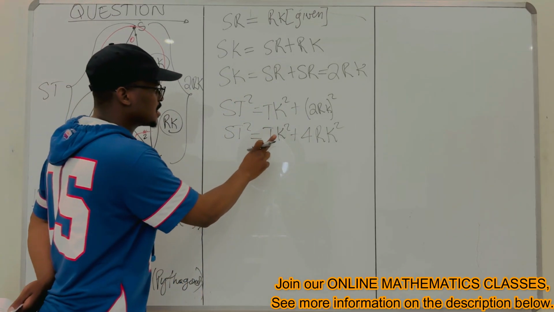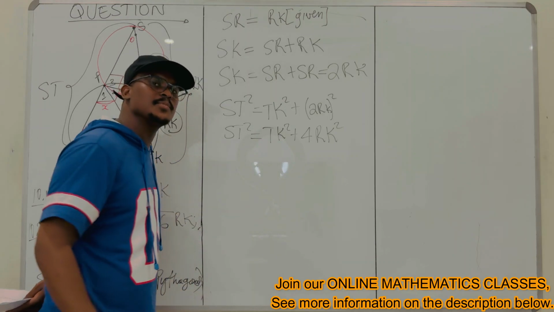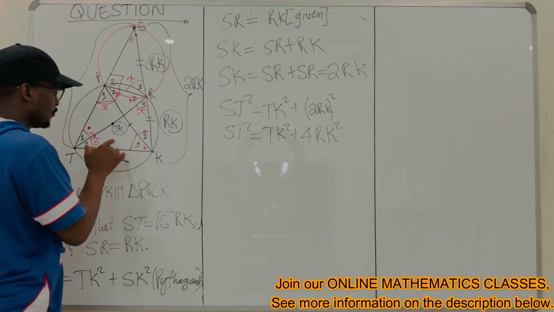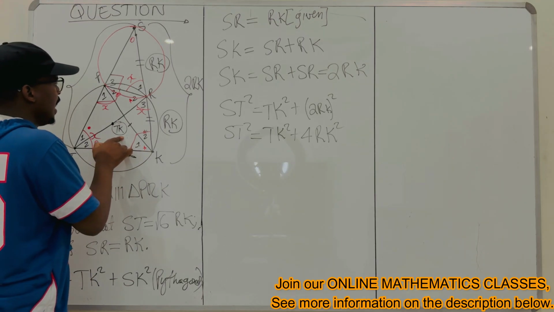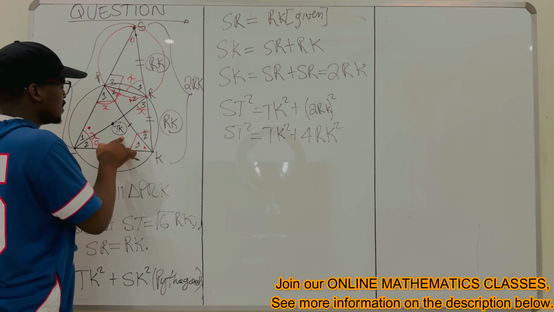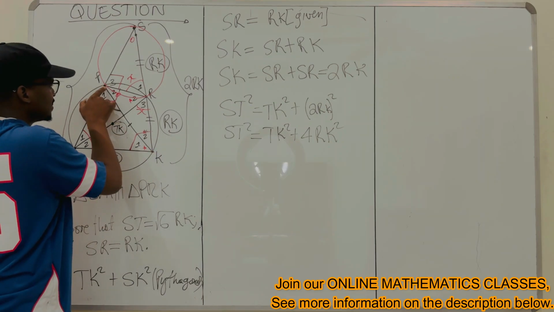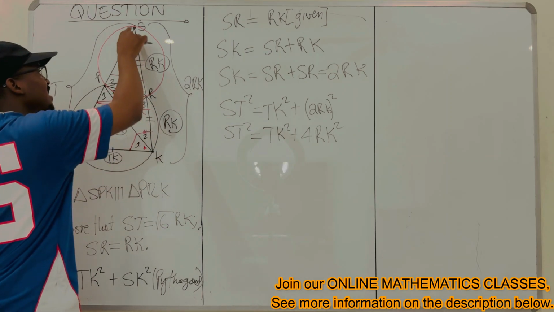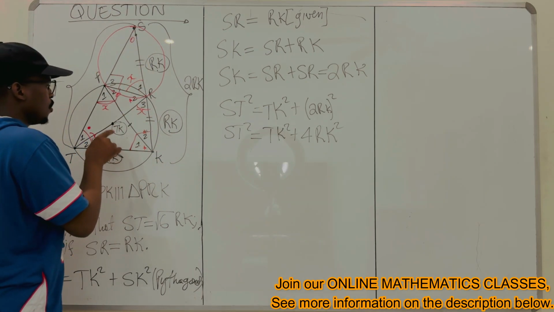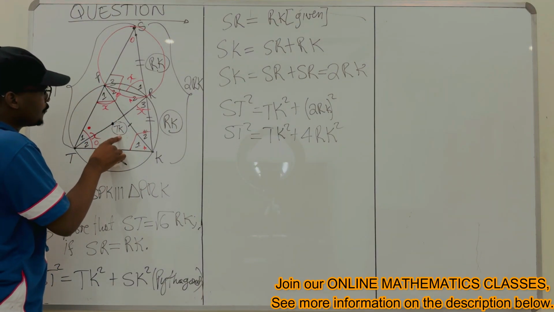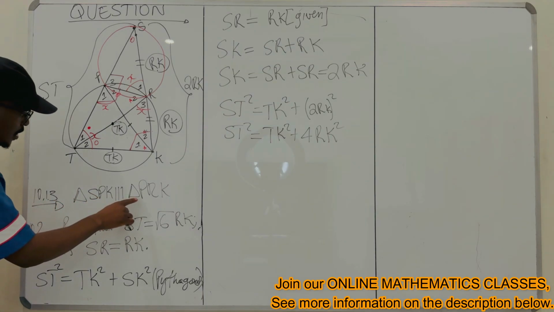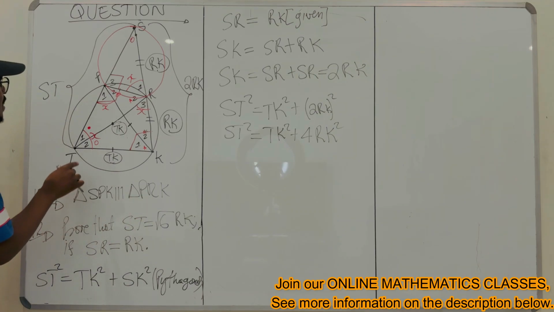Fine. Now let's try to get rid of this so that we can write this TK in terms of RK as well. So where is TK? We need to try to relate this side of this triangle to the corresponding side of this triangle over here. You need to relate this TK, which is your PK on the small triangle. So let's look at PK of the small triangle.